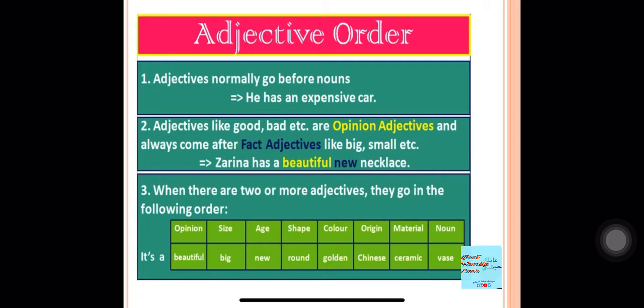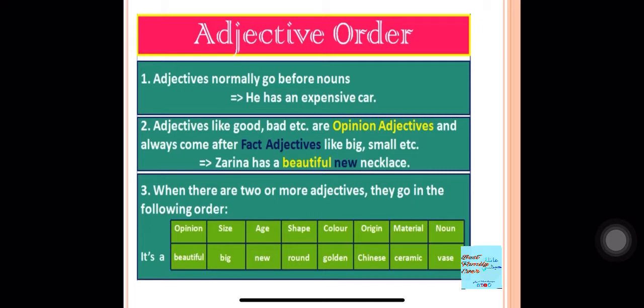So here is our lesson. This is a table of the adjective order. If you have different adjectives that you want to use to describe something, you have to follow this table. First, you should write your opinion. It is beautiful, or it is ugly, it is good, bad. So you have to put your opinion first, and then you go for the size, big, small.